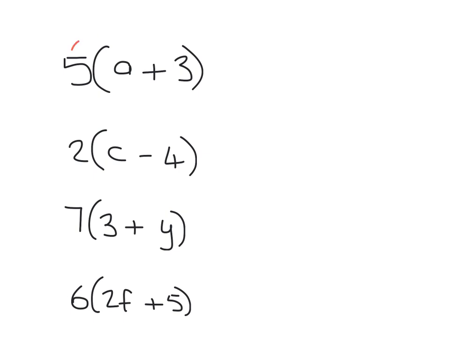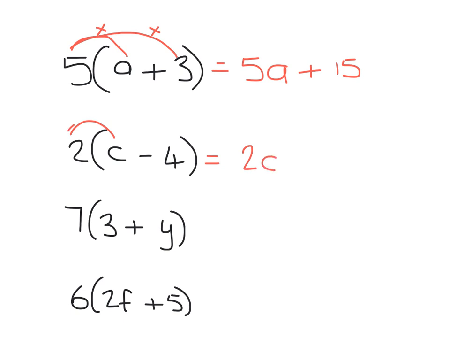So here we've got 5 multiplied by a. So 5 multiplied by a is 5a. It's 5 lots of whatever a is. And 5 multiplied by 3 would be positive 15. Here we've got 2 multiplied by c, so that's 2c. And 2 multiplied by minus 4, which will give us minus 8.